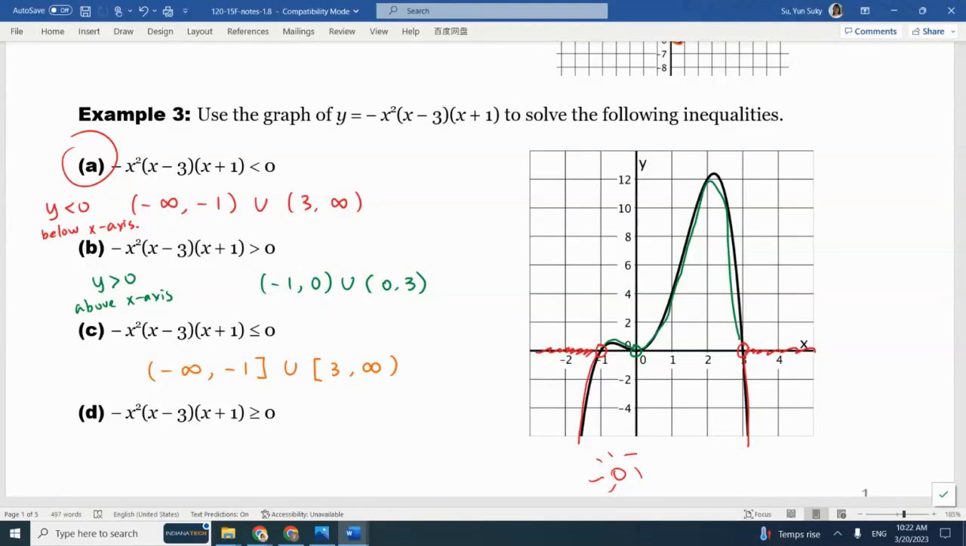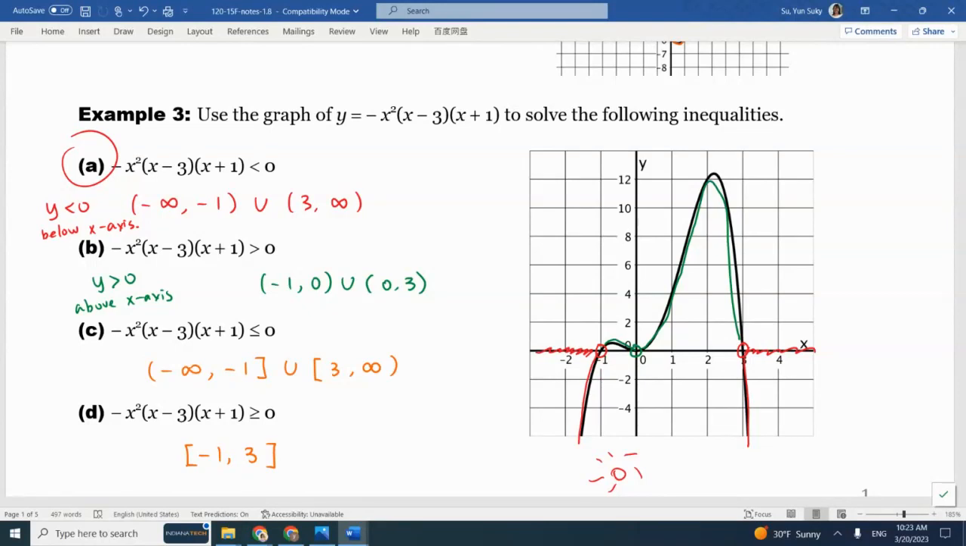Do we need to break into 2 intervals? No. See, it's connected now because we included the 0, 0. Before, we had to break it into 2 intervals because we don't include the 0, 0. So it's broken into 2 pieces. But because now we include the 0, you don't need to break it into 2 intervals. You just keep going from -1, go up to 3. Do you see that, everybody? Yes. So -1 brackets up to 3 brackets.